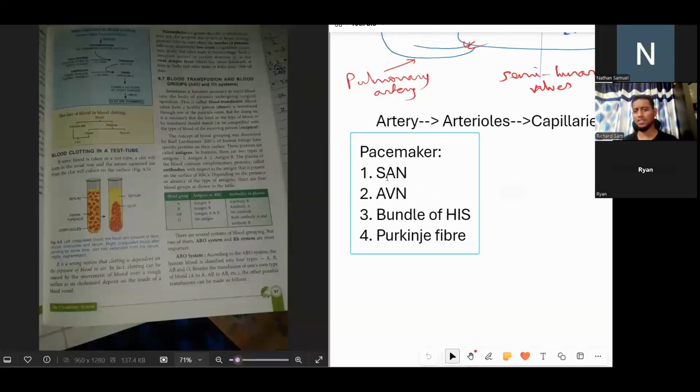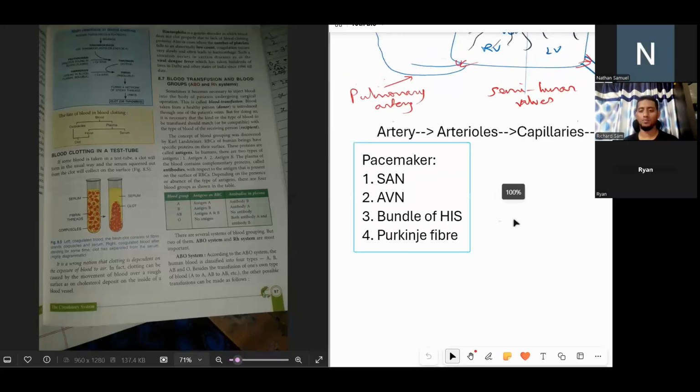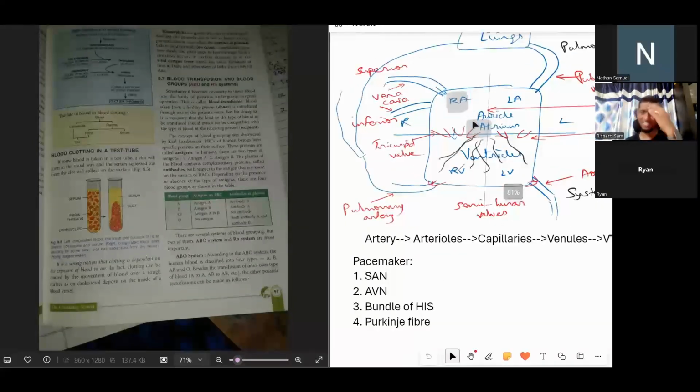Okay, where is the SAN located? What's the full form of SAN? Sinoatrial node. Where is it located? See here, the diagram. Please remember the diagram. Right auricle, near the vena cavas. That's where the impulse, the signal, the electric current is originating. That's the main part of the pacemaker.